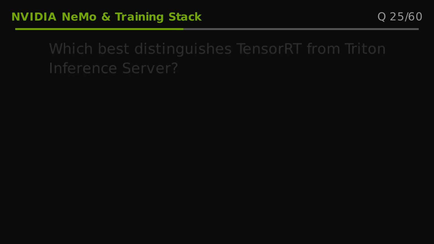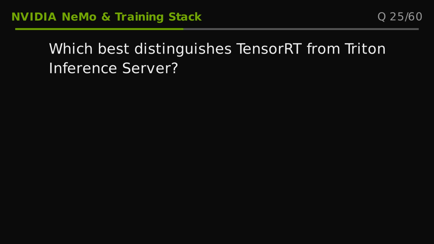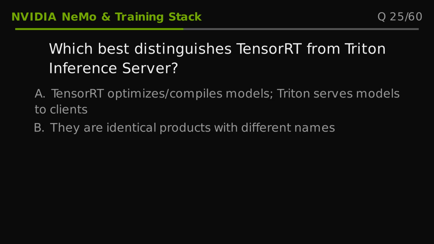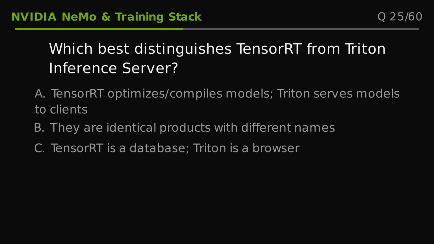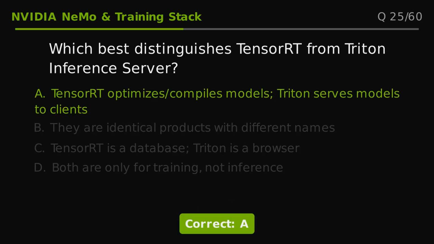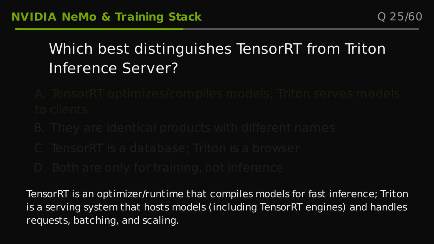inference. Question 25. Which best distinguishes TensorRT from Triton Inference Server? Option A. TensorRT optimizes and compiles models, Triton serves models to clients. Option B. They are identical products with different names. Option C. TensorRT is a database, Triton is a browser. Option D. Both are only for training, not inference. The correct answer is A. TensorRT is an optimizer and runtime that compiles models for fast inference. Triton is a serving system that hosts models, including TensorRT engines, and handles requests, batching, and scaling.